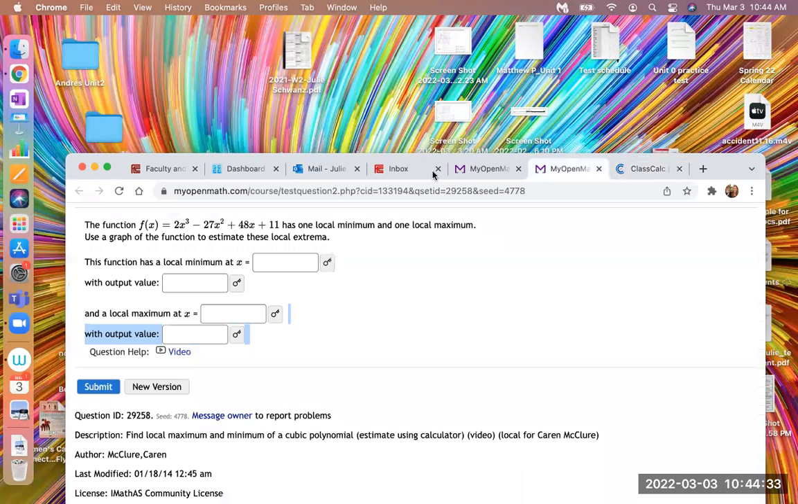So let me go back to our problem. So for the max, local max, I'm going to do the x value was 1, and the output value, or the function value, or the y coordinate when x equals 1 for that function was 34. Okay, now we need to find the min.